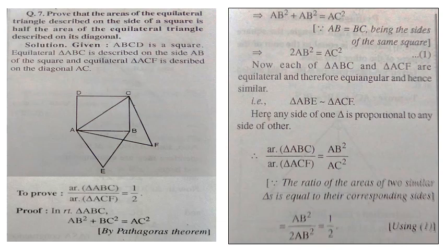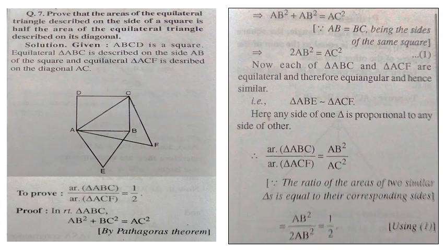So, area of triangle ABE divided by area of triangle ACF is equal to AB by AC the whole square, that is AB square by AC square. The ratio of the areas of two similar triangles is equal to the square of the ratio of their corresponding sides. So here we have AB square by AC square. We know that from equation 1 we get AC square is equal to 2AB square. So substitute equation 1 in this equation.